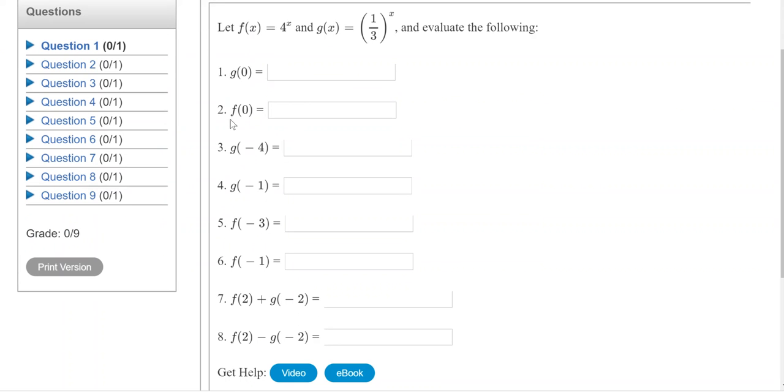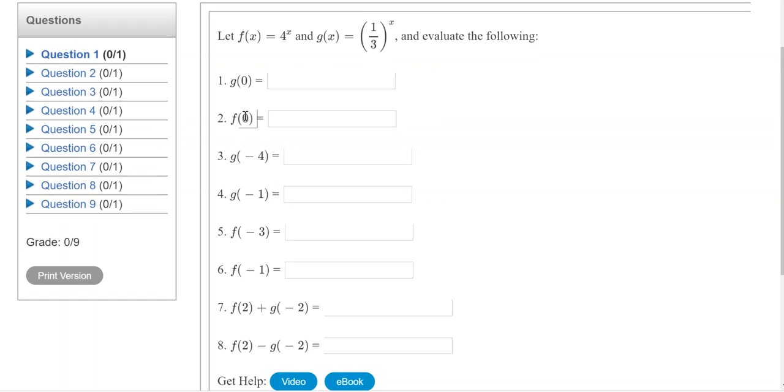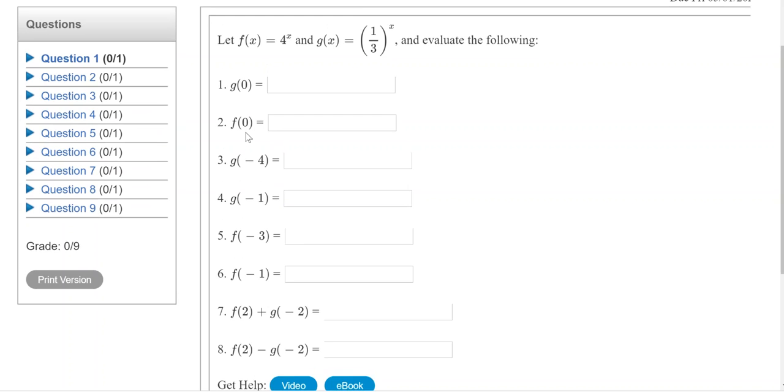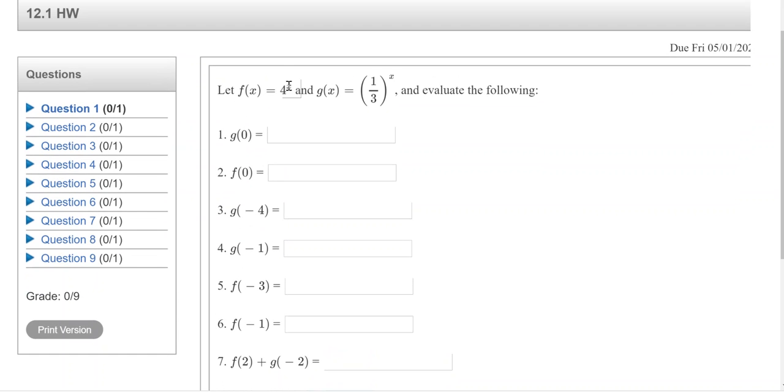finding f of 0 is notation for go find y when x is 0 using the f rule, right? So we're putting in a 0 for that x, and we're asked what is 4 to the 0. G of -4 means on the g rule, put a -4 up in that x, up in that exponent, and compute that number. Compute that y value, that function value.